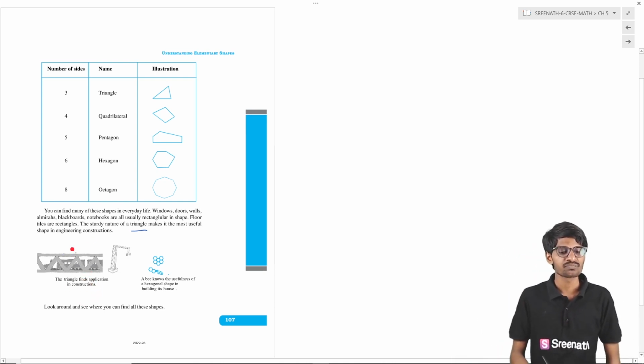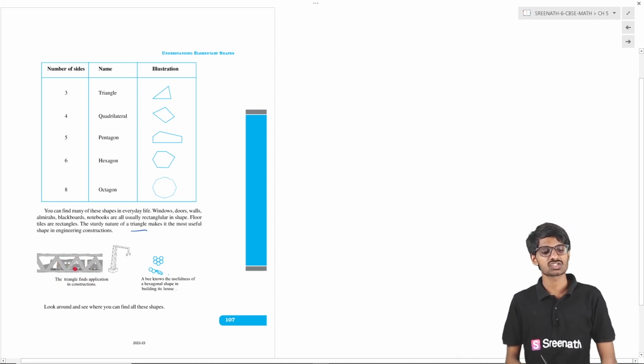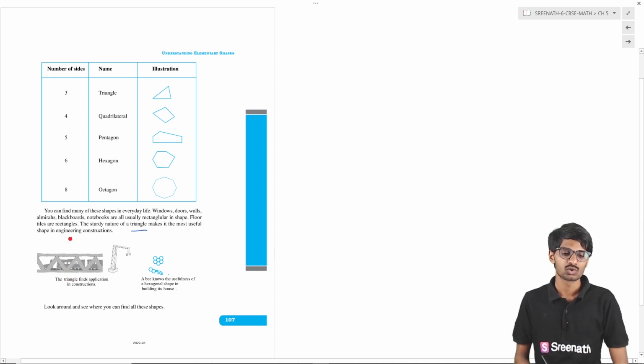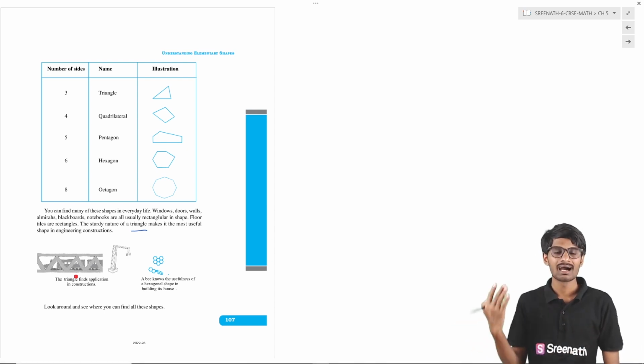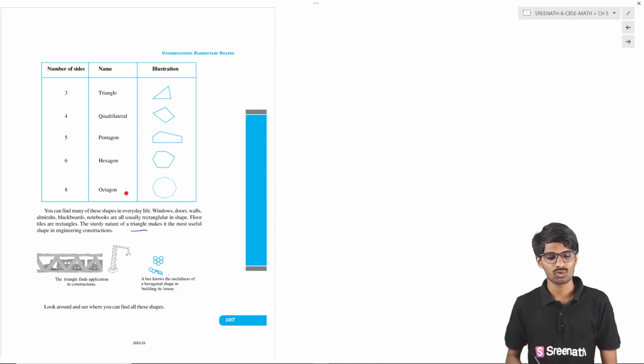In construction, if you see, there are triangle shapes in railway tracks and railway bridges. These triangles are constructed. We will see triangles, quadrilaterals, pentagons, hexagons, octagons, all these different types of shapes in our day-to-day life. There are many applications for it, students.